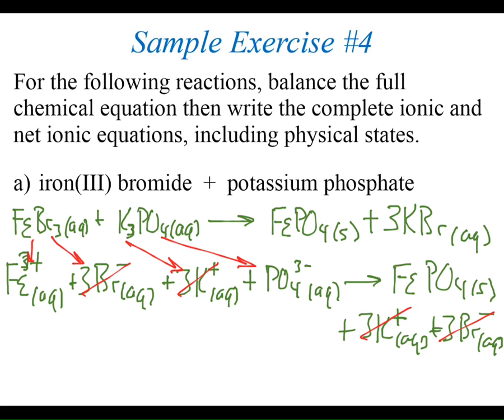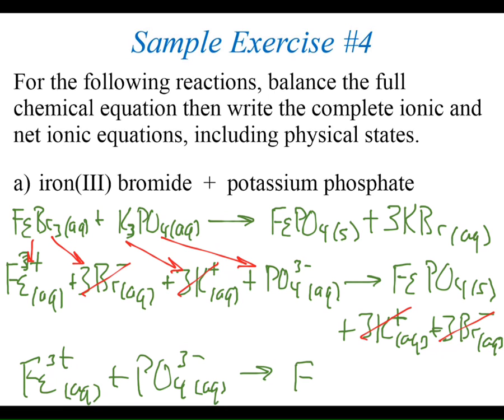Okay, so now we're going to write the net, which is just whatever's left. So what's left? Well, iron 3 aqueous is left, plus phosphate aqueous is left, goes to iron 3 phosphate solid. So that's the net ionic equation. That's what was left, right? Iron 3 phosphate goes to iron 3 phosphate.